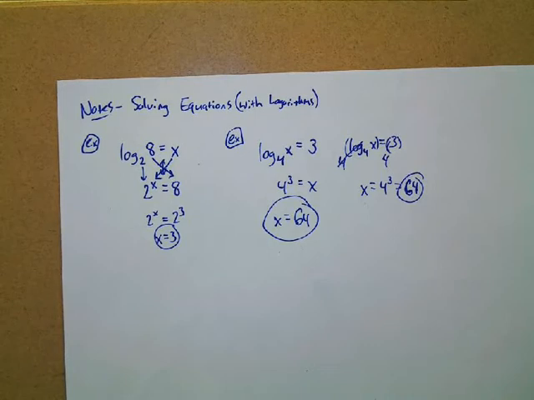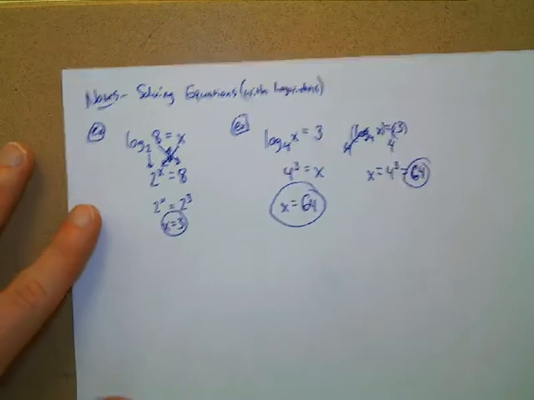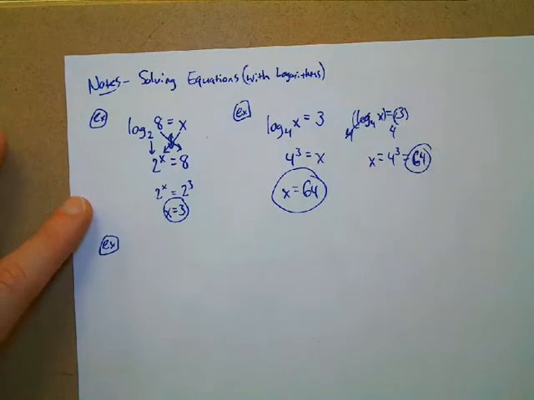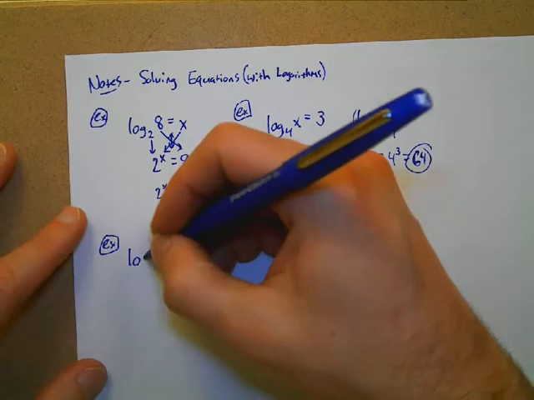So, with that being said, let's take a look at something that we maybe haven't seen before. For example, log base 4 of 5x minus 1 equals 3.